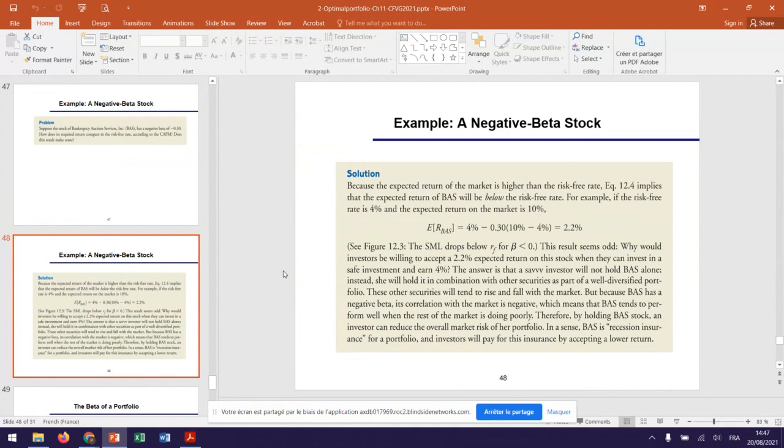These other securities will tend to rise and fall with the market, but because BAS has a negative beta, its correlation with the market is negative, which means BAS tends to perform well when the rest of the market is doing poorly. Therefore, by holding BAS stock, an investor can reduce the overall market risk of her portfolio. So in a sense, BAS is recession insurance for a portfolio. It's like you buy insurance and pay the insurance premium. The investor pays for this insurance by accepting a lower return.